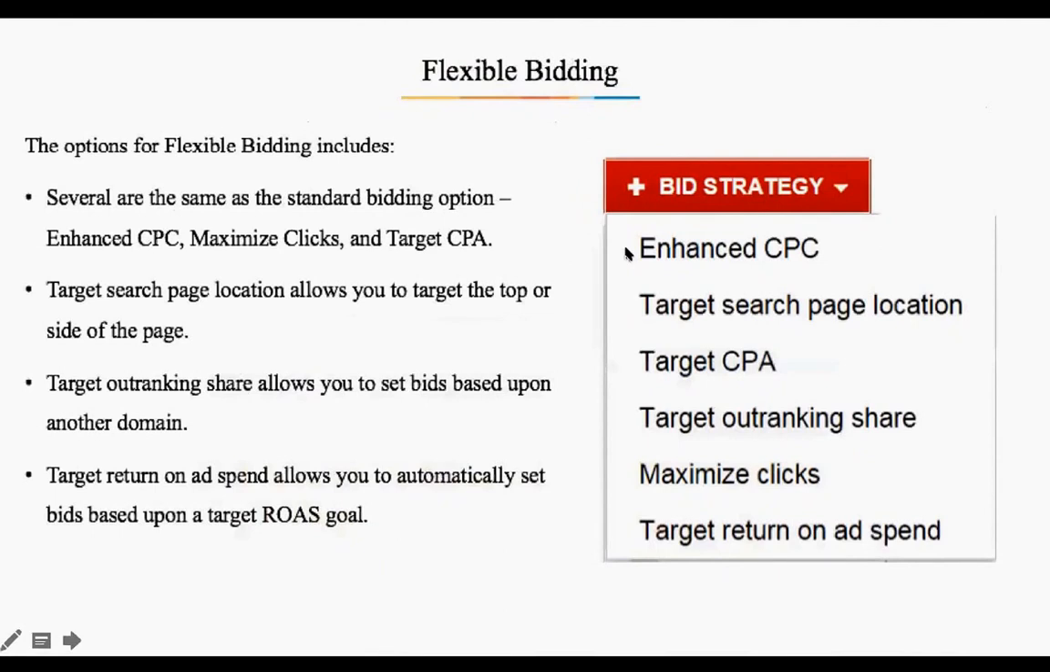Now, the other bidding method, guys, is flexible bidding. The options for flexible bidding include enhanced CPC, maximized clicks, and target CPA. What are these three? Enhanced CPC, target CPA, and maximized clicks. These are the standard ones. They have a standard bidding option, the flexible bidding.